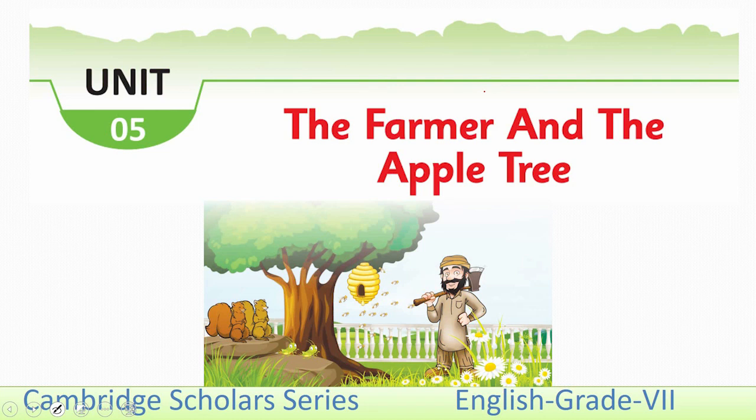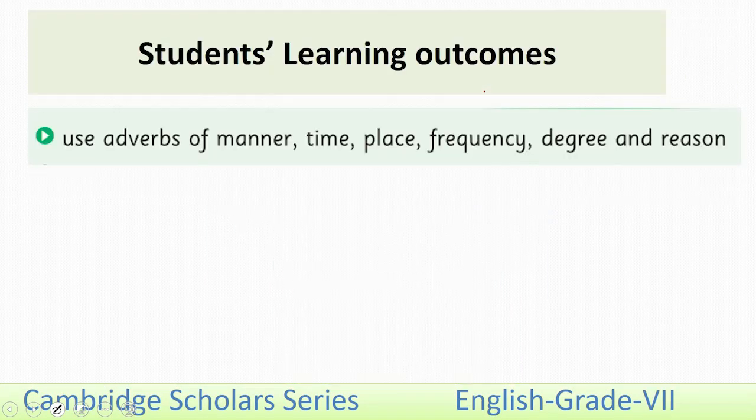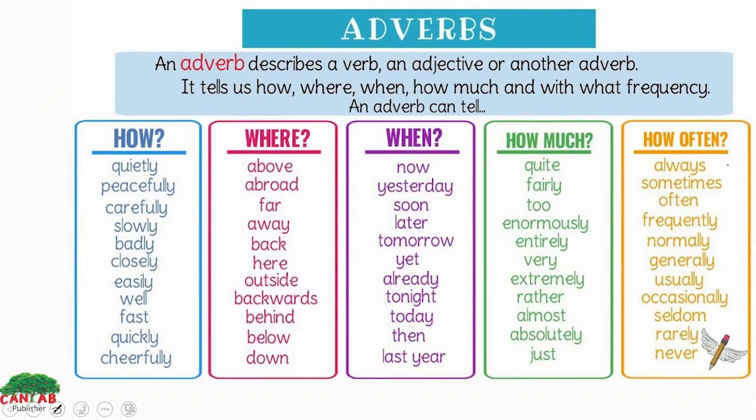We will start our lesson from unit 5, the farmer and the apple tree. The SLOs of this lesson are: use adverbs of manner, time, place, frequency, degree and reason. So in this lesson we are going to discuss the types of adverbs.